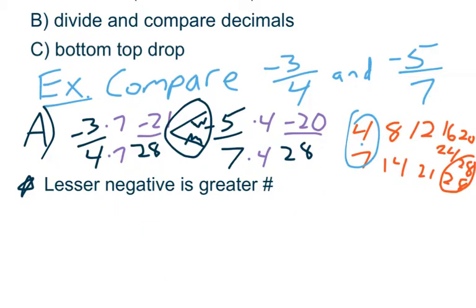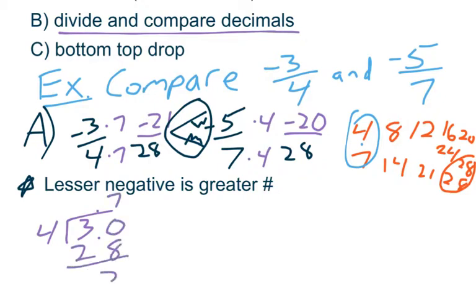All right, now that we have method A down, let's try method B. We want to divide and compare the decimals. So let's do 3 divided by 4. Notice I say it forwards, write it backwards. 4 won't go into 3, but it will go into 30. 7 times, I get 28. I bring down a 0, and 4 will go into 25 times. Now don't forget, that's a negative 0.75 because it was negative 3/4. So I have negative 0.75.